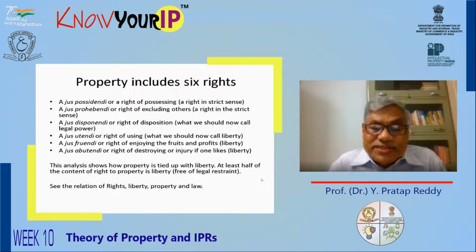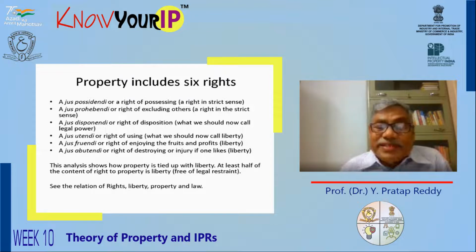This analysis shows how property is tied up with liberty. At least half of the content of the right to property is liberty. Out of 6, 3 liberties, 2 rights, and 1 power. Why do liberty and property go together? Why are they given equal importance? We have seen right to life, right to liberty, and right to property. How liberty and property are connected is one analysis. Therefore, for further understanding, see the relation of rights, liberty, property, and law.